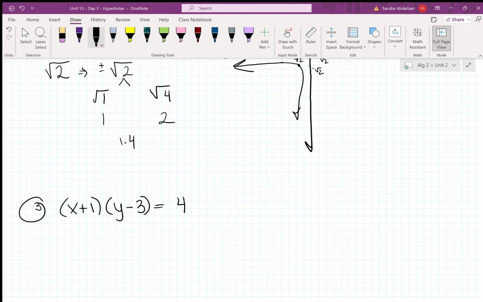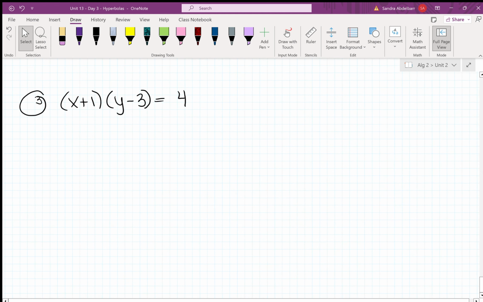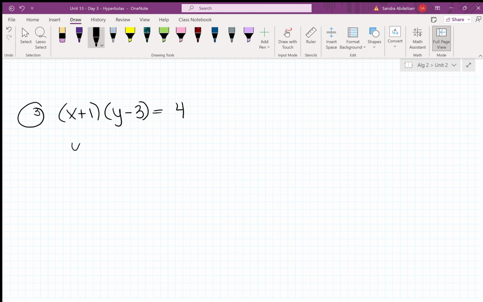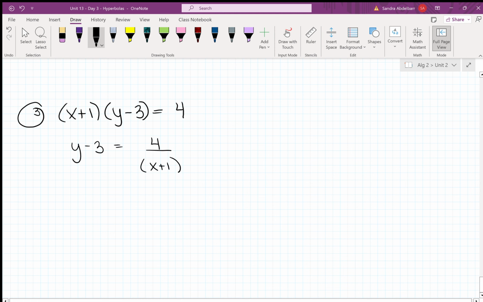Which variable for the rectangular hyperbola do we want by itself? We want the y by itself. So I'm going to start off and I'm going to divide by the quantity of x plus 1. So we're going to have y minus 3 equals 4 over the quantity of x plus 1. Y still not by itself. So what does that mean? What am I going to do? Add 3.